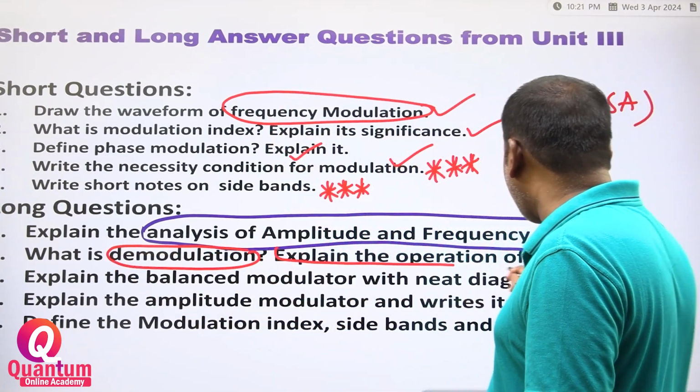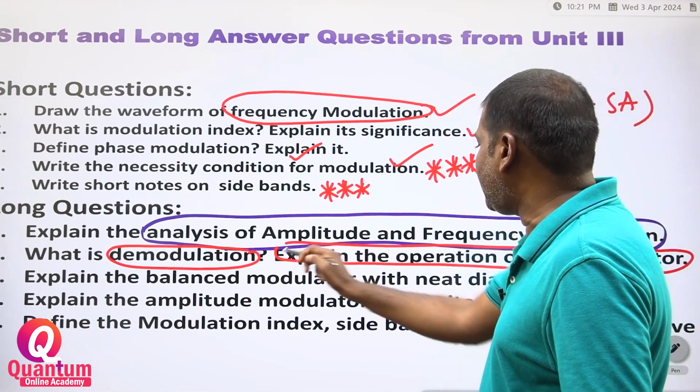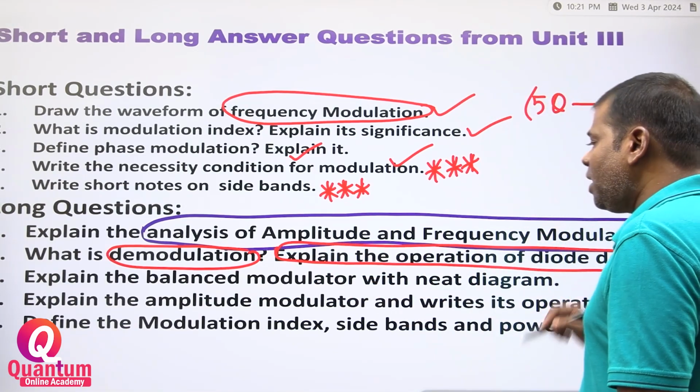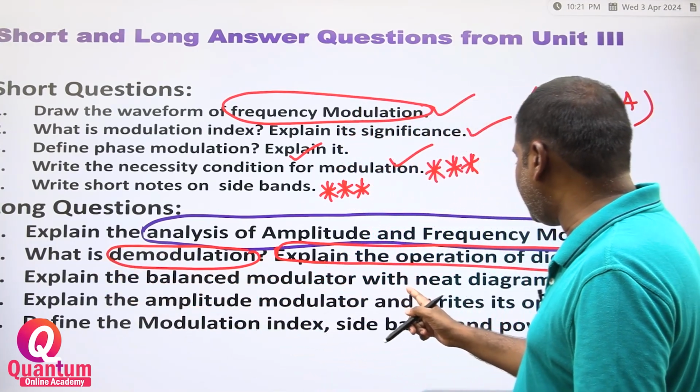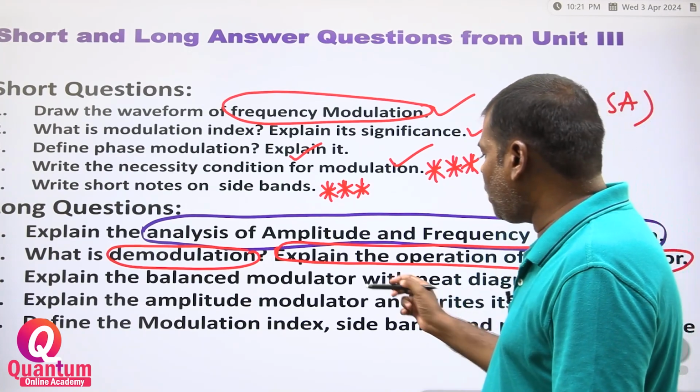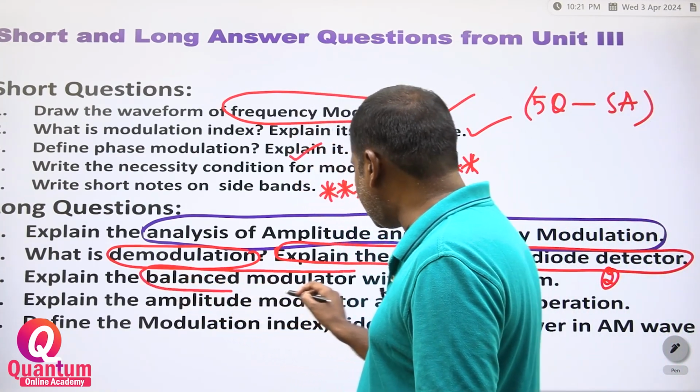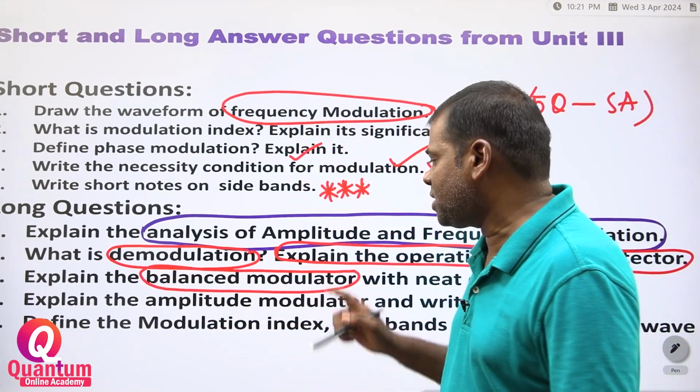And explain the operation of diode detector. This is the second one. Third one, explain the balanced modulator with a neat diagram. You have to mention the balanced modulator with a neat diagram.